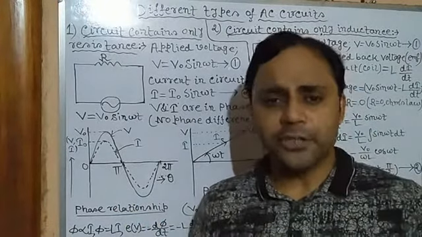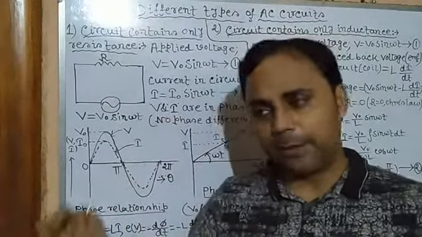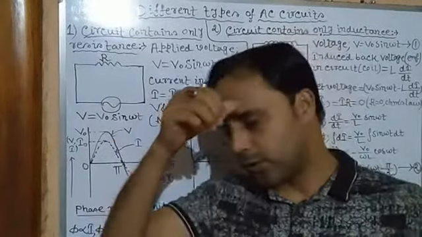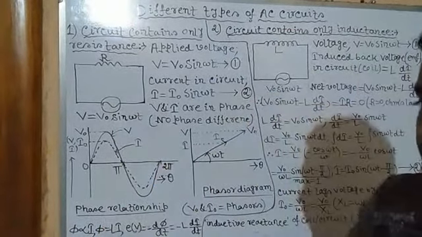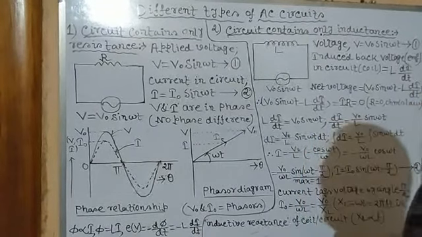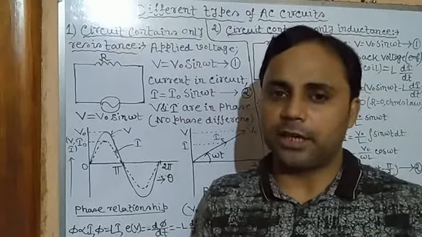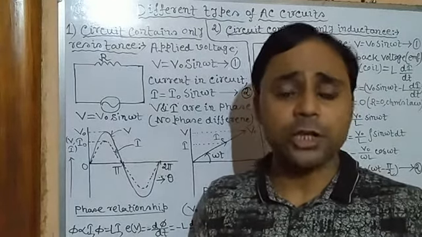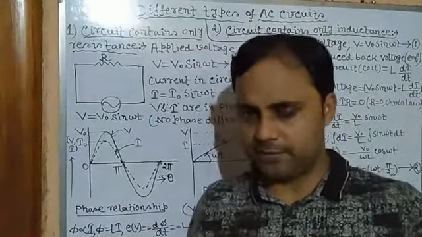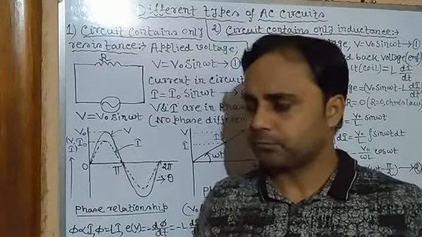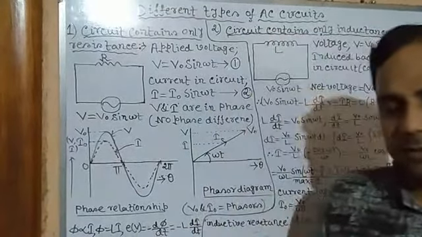But in general, when voltage is minimum, current is minimum. When voltage is maximum, current also reaches its maximum value. So in that case, we may say that there is no phase difference between voltage and current in case of a simple circuit, which means when it contains only resistance, which is called the active element.